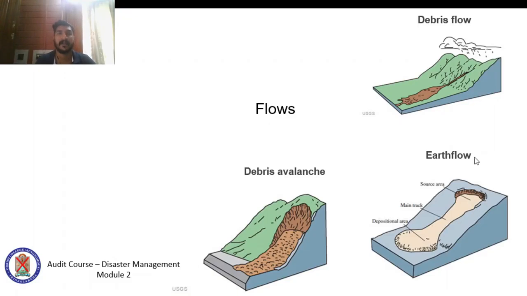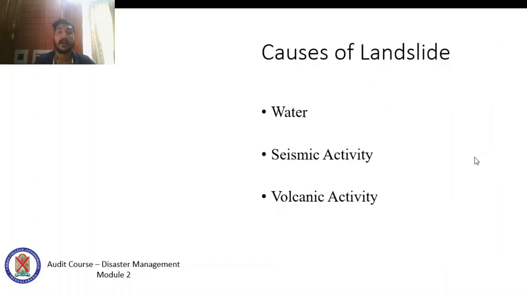So we just completed the types of landslides. Now let's take a look at the possible causes of a landslide. Although there are multiple causes of landslides, the three major causes that can cause damaging or devastating landslides around the world are: first, water; second, seismic activity; and third, volcanic activity.